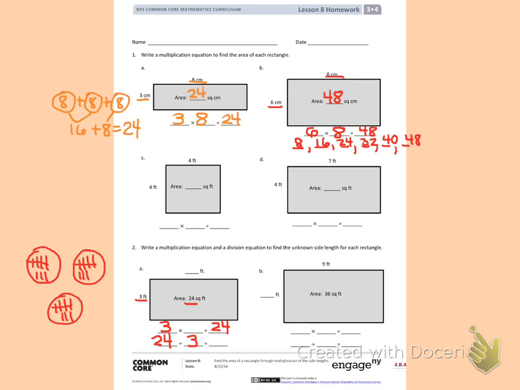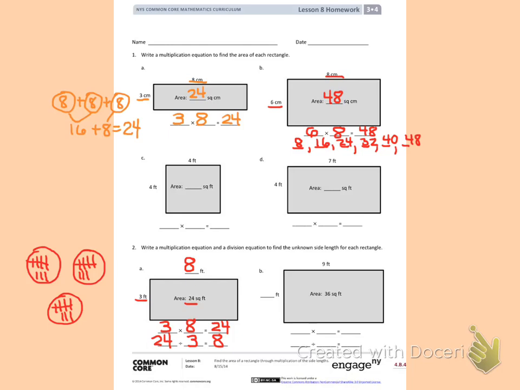Okay, I've equally divided the 24 items into 3 groups. That means each group gets 8 items because there's 8 items in each one of the circles. So 24 divided by 3 is 8, or 3 times 8 is 24. That means that the missing side length is 8. Now look at item B. I'll get you started on this.